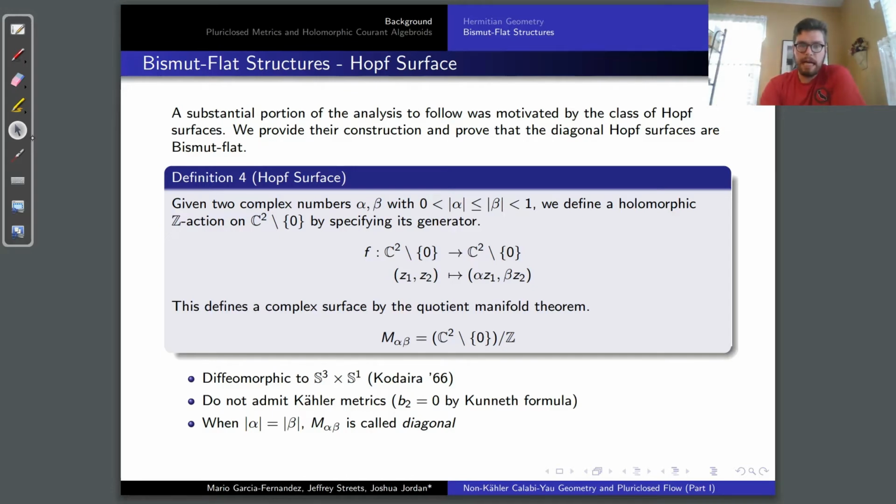And when alpha and beta have the same norm, we call the Hopf surface diagonal. Sometimes you'll see it called isosceles or standard. But we'll call it diagonal because I believe that's what we do in the paper.